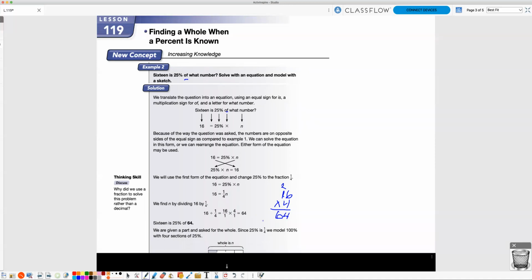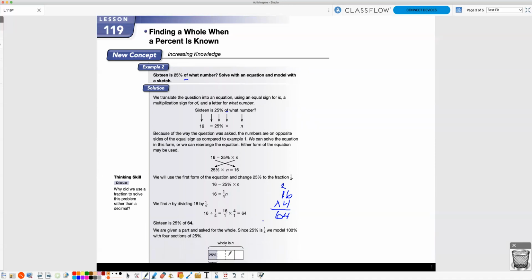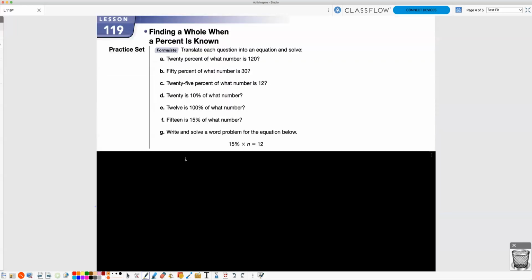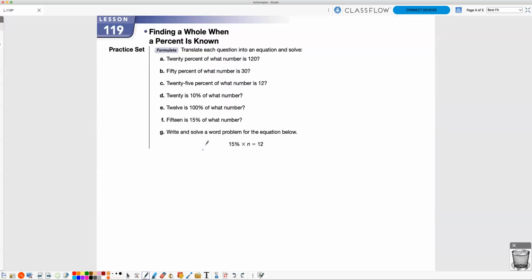So 16 is 25% of 64, and we are given a part and asked for the whole. So you can see that since 25% is 1/4, we can model 100% with 4 sections of 25%. All right, let's try some of these. We've got some practice problems here.